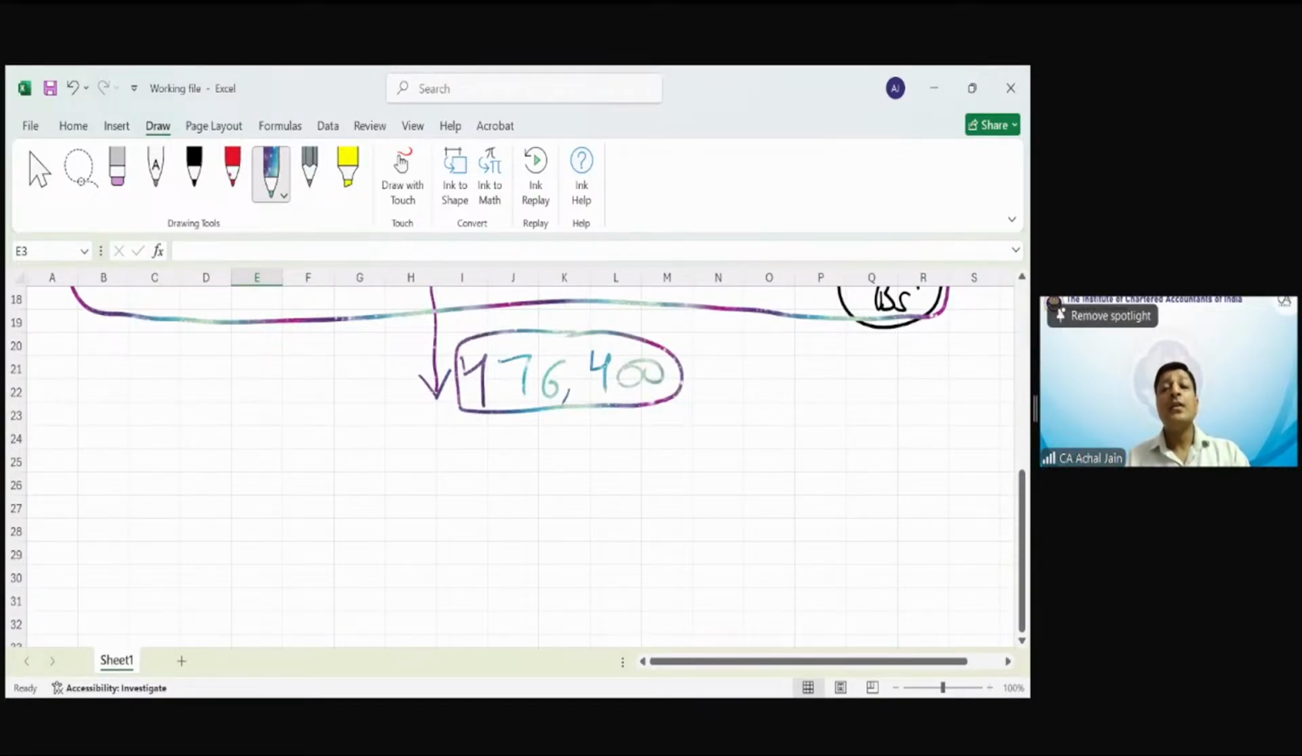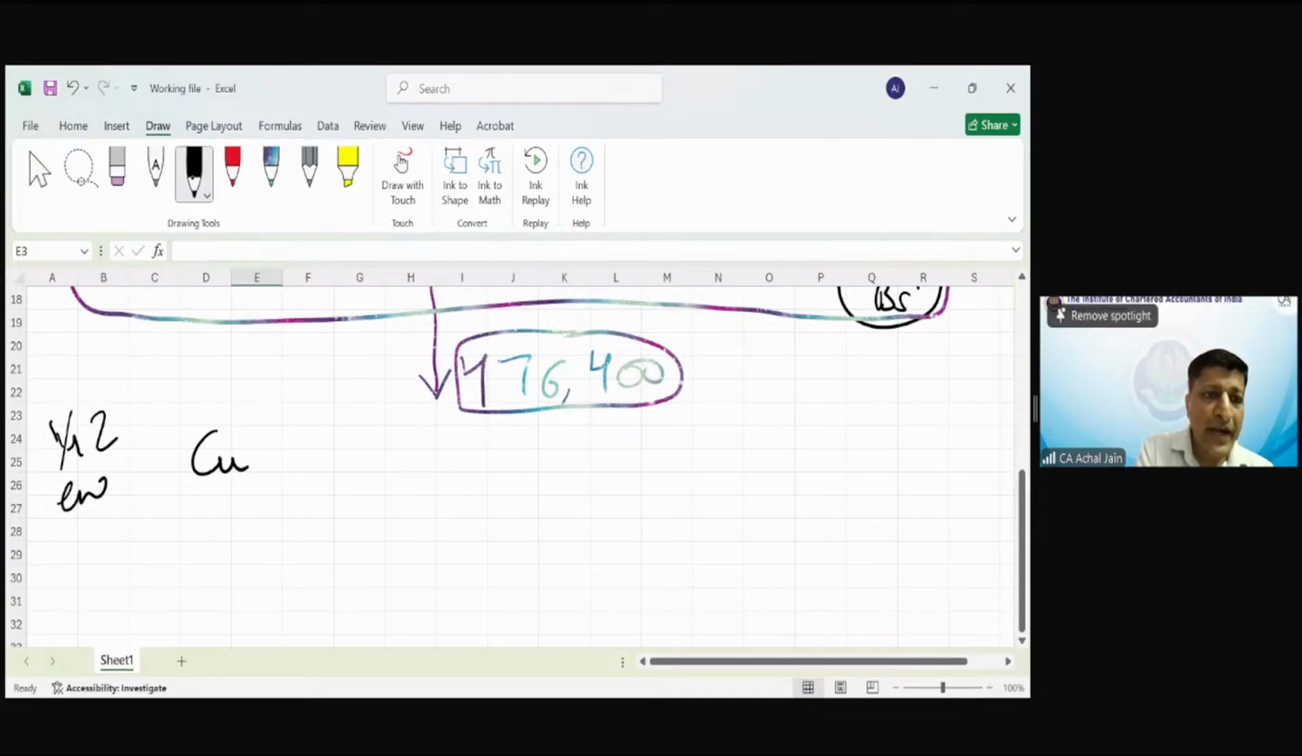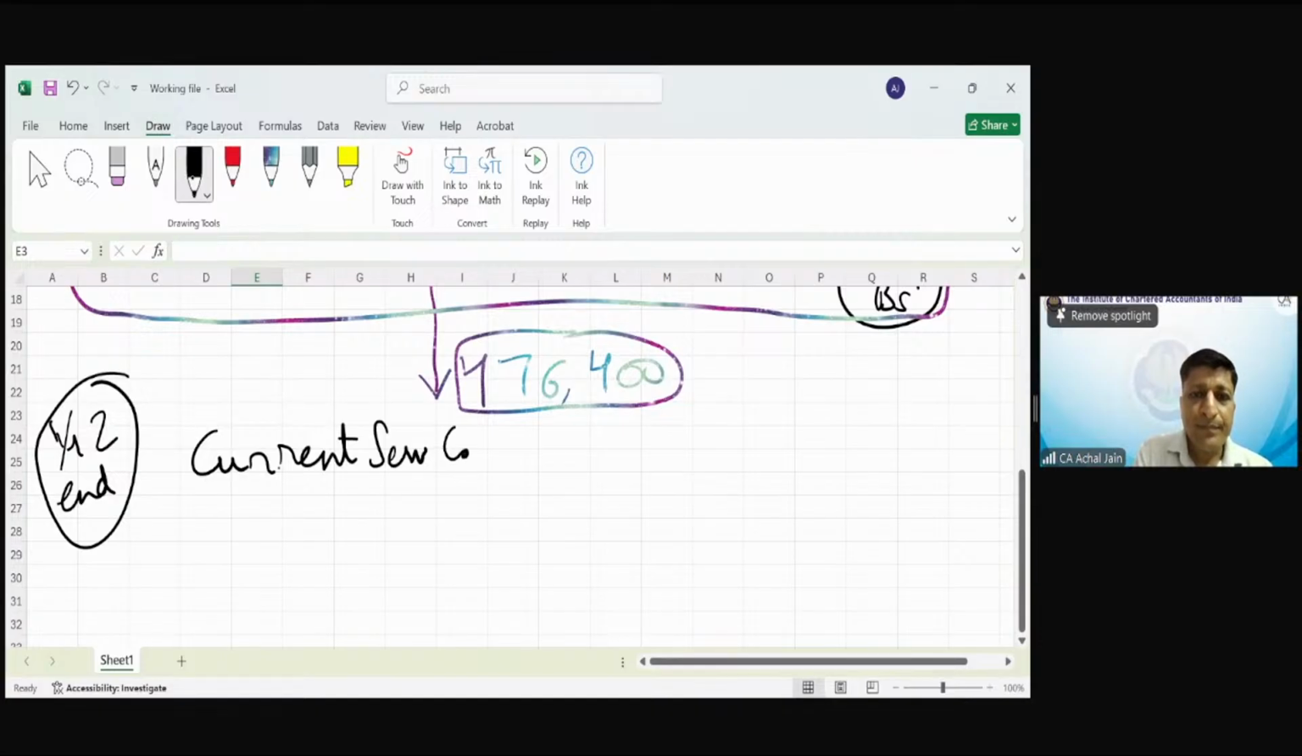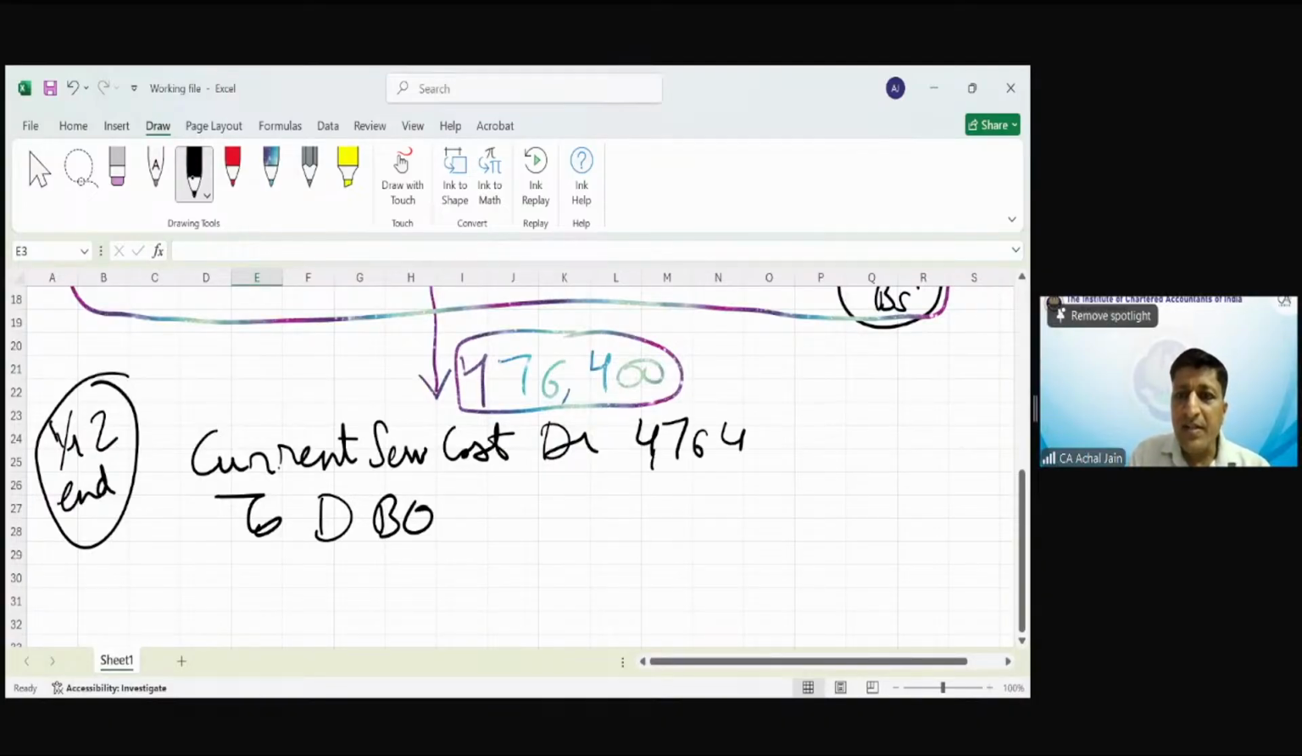So that means for the second year, what is your current service cost? This 4,76,400 is your current service cost. Okay, so let me just say year end. Current service cost debit to DBO 4,76,400. Okay, so that's the accounting entry you will pass.